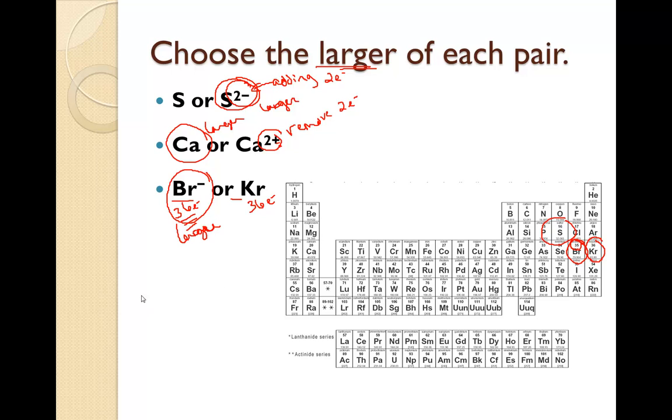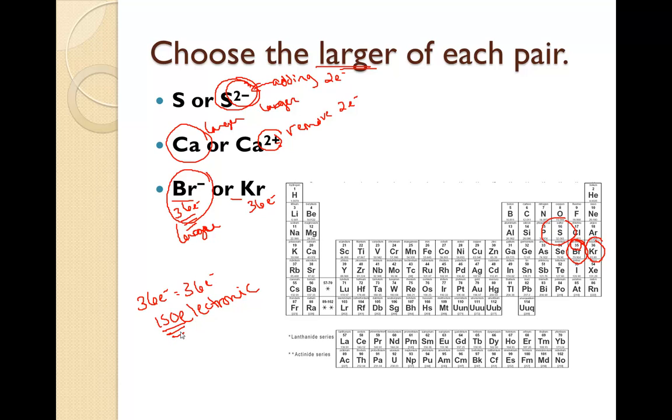FYI, 36 electrons, 36 electrons, those are the same amount. That is actually called isoelectronic. It's a series of elements or ions having the same electronic configuration. Same number of electrons, so therefore the same electronic configuration. So that's just its own little term there, isoelectronic. Iso means same.